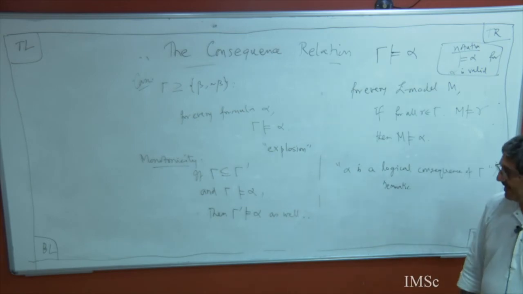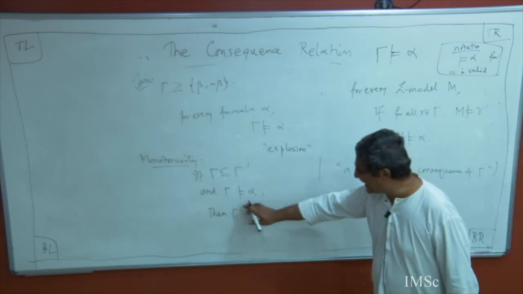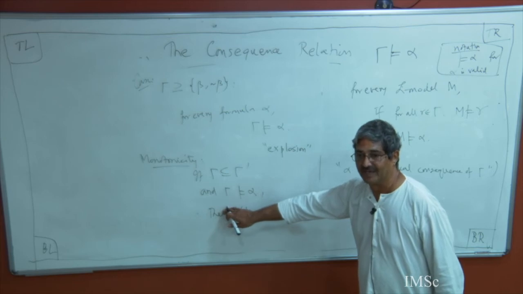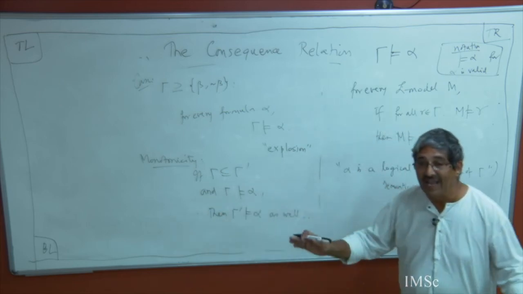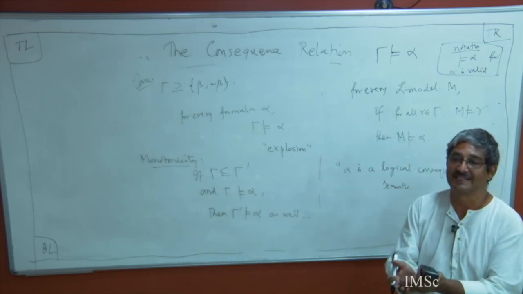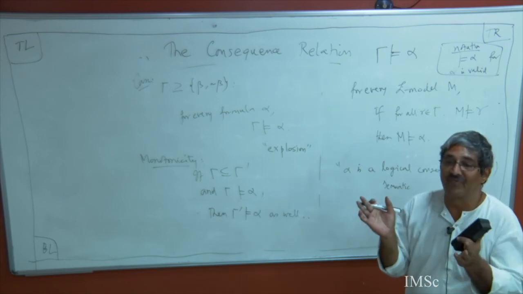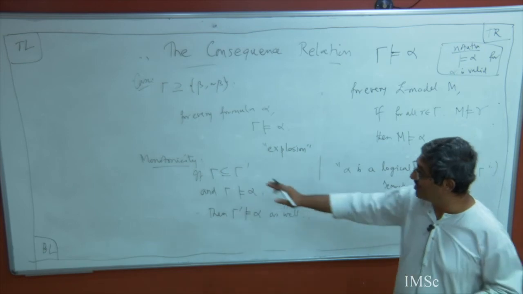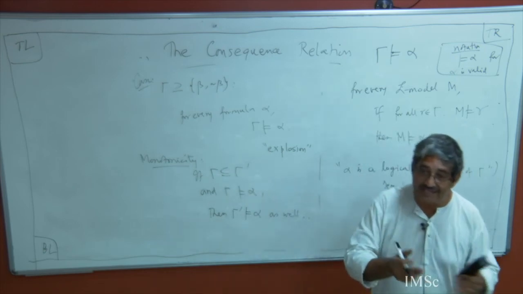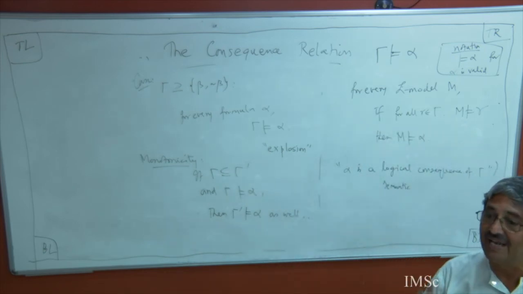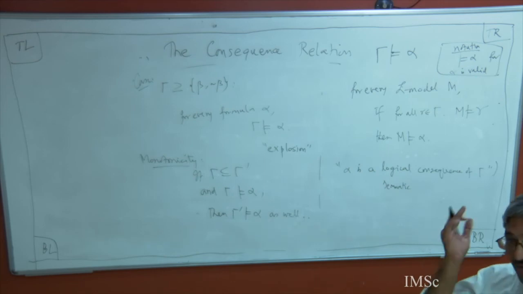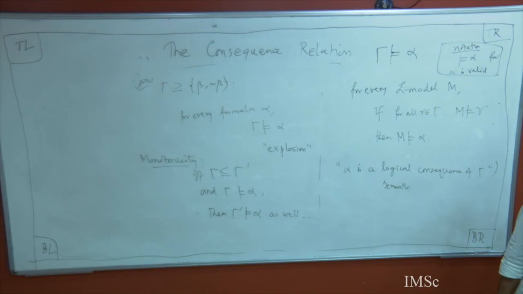Let's see why. We are already given that alpha is a consequence of gamma. I want to show that by increasing the assumptions, whatever I had earlier shown to be a consequence does not become false. That's why we call it monotonicity. By enlarging the set of assumptions, whatever I have established continues to be true. And this is very important in mathematical reasoning.